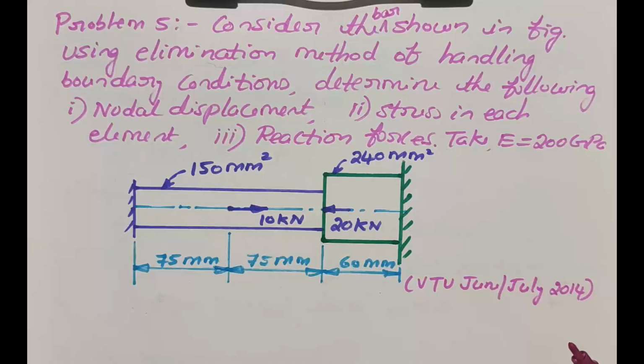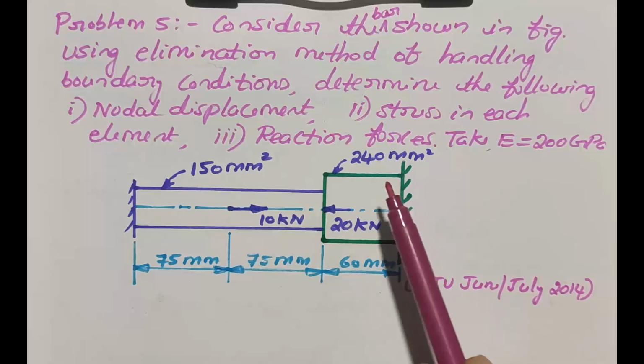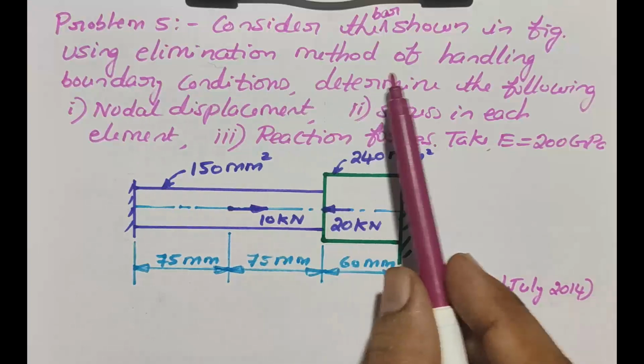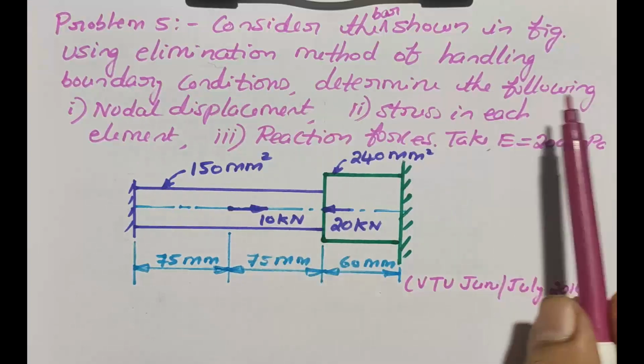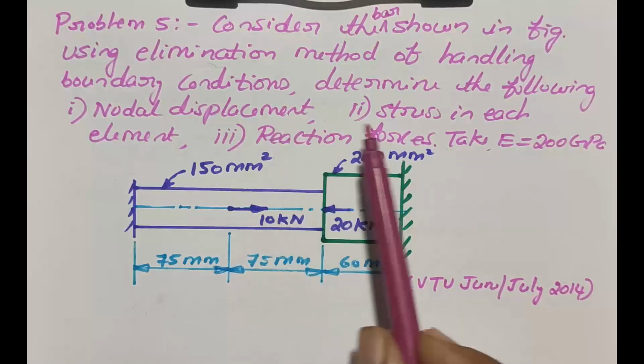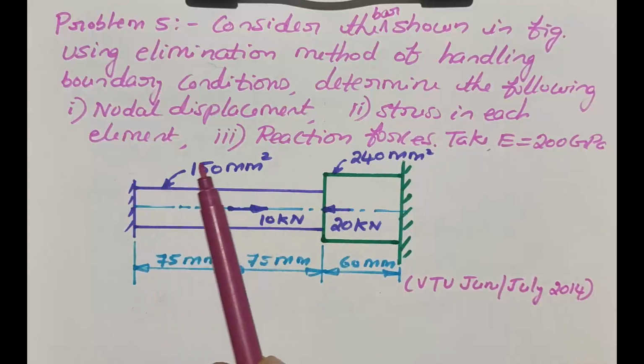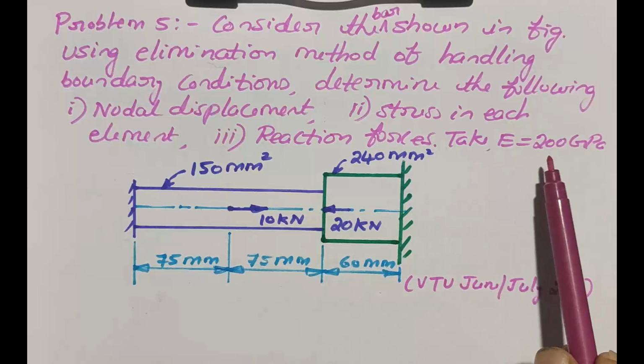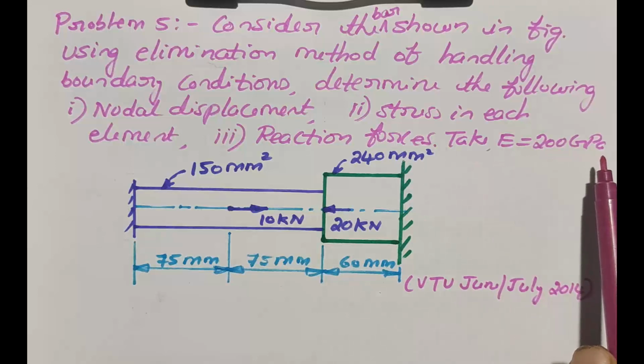Problem 5 on 1D bar using elimination approach. See the problem. Consider the bar shown in the figure. Using the elimination method of handling boundary conditions, determine the following. First one, nodal displacement. Second one, stress in the element. Third one, reaction forces. Take Young's modulus E equal to 200 GPa.